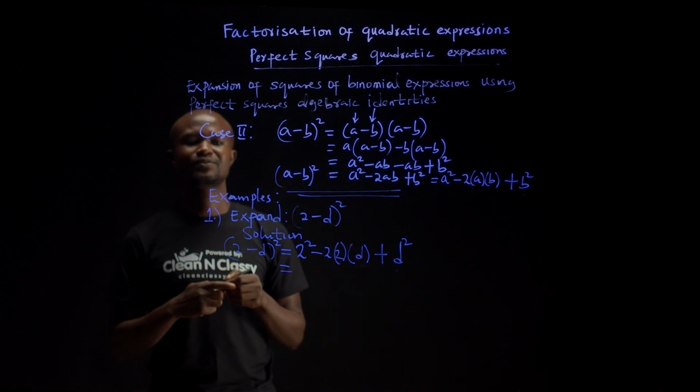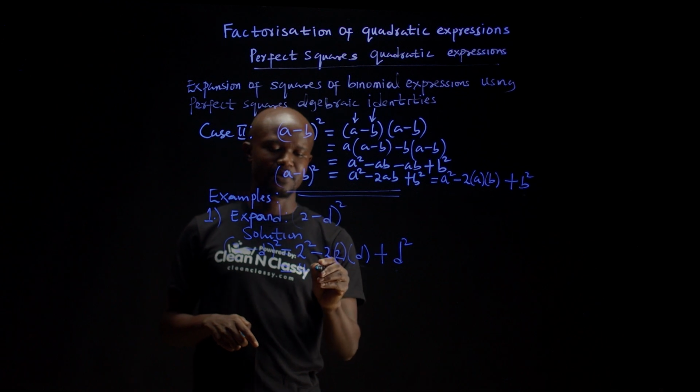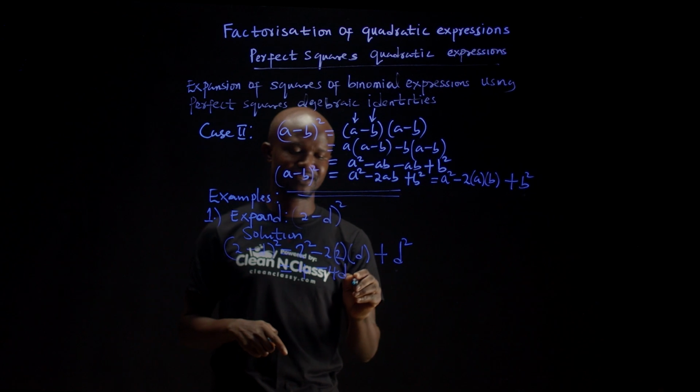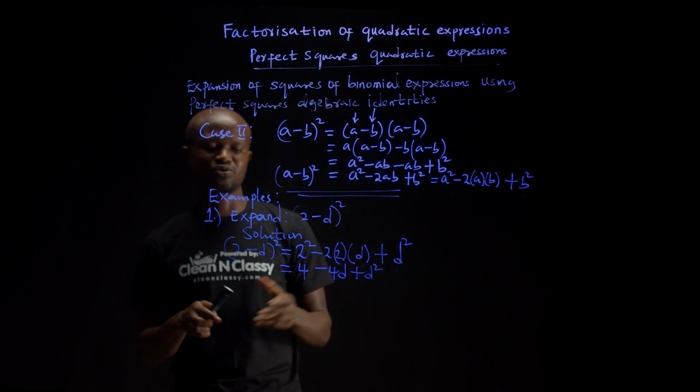2 squared, that's 2 times 2, that is 4. Minus 2 times 2, that's minus 4. So we have minus 4D here, then plus D squared. That is the solution to the problem.